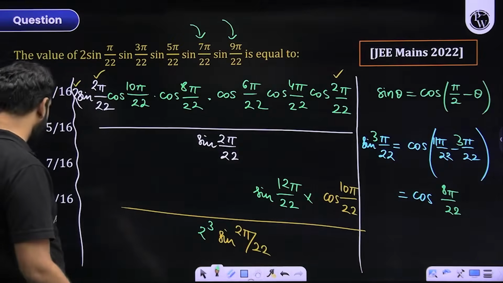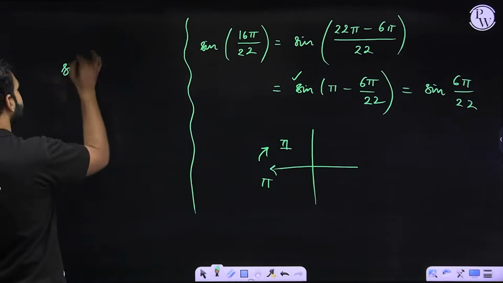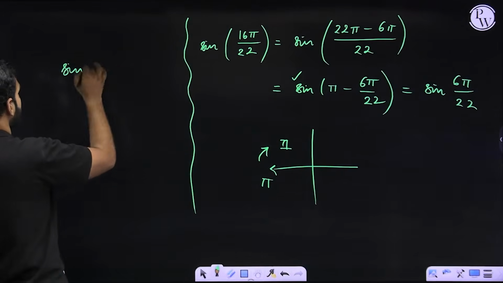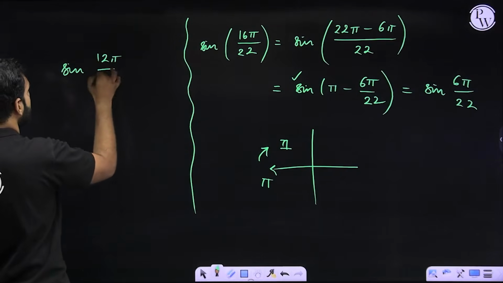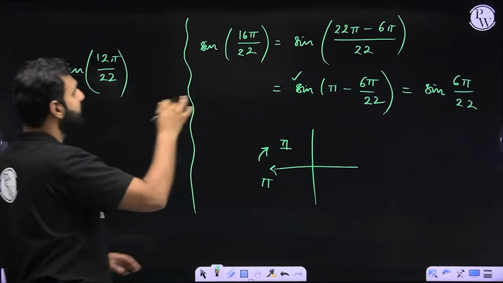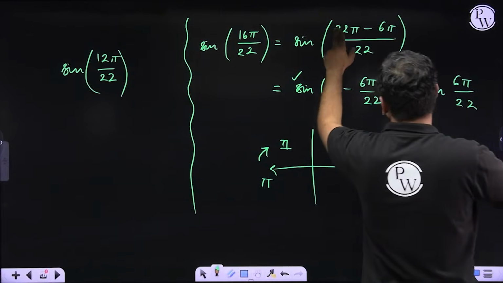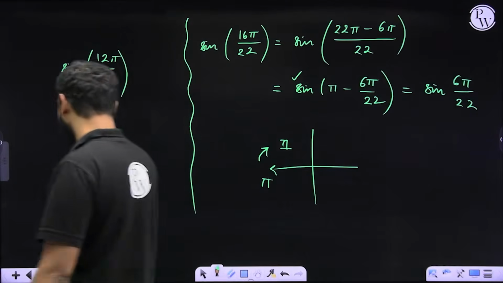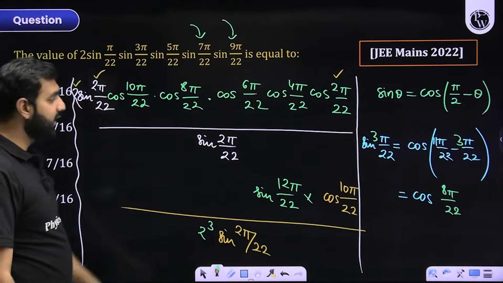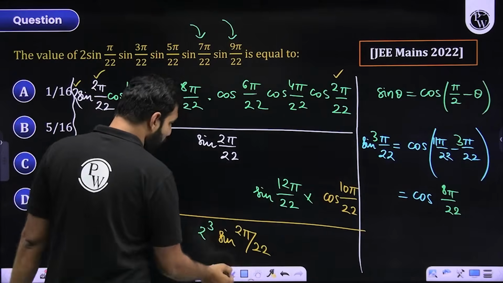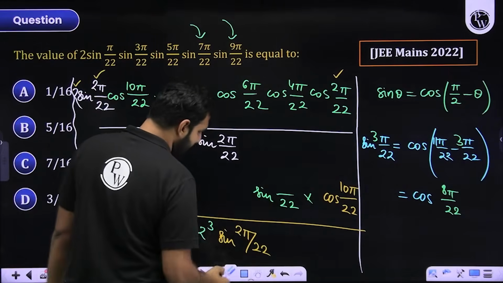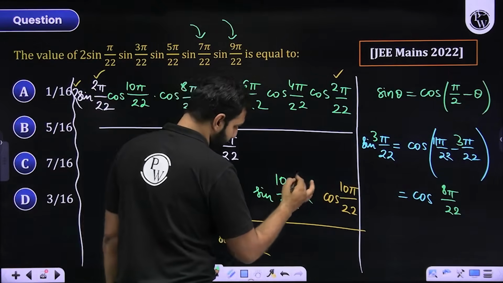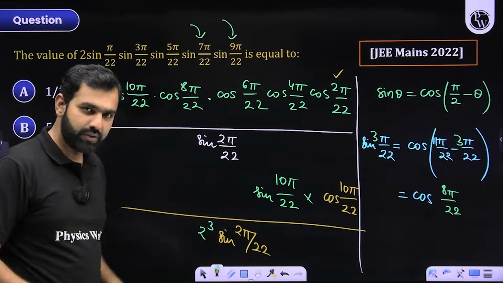Sine 12 pi by 22. Although I could have written it as 6 pi by 5 as well, let me do it with this method only. 12 pi by 22, the same logic. 22 minus 10, so it is going to be sine 10 pi by 22. Do you all agree with this? So here, this sine 12 pi by 22, I hope without any hesitation, I can write as sine 10 pi by 22. Did you get that part? I hope there is no confusion on that.